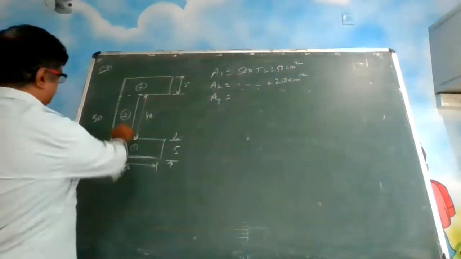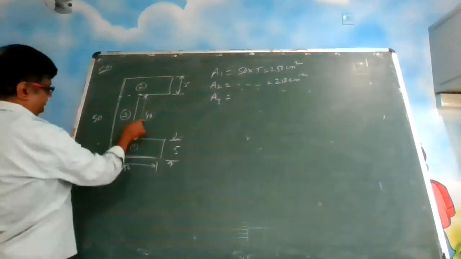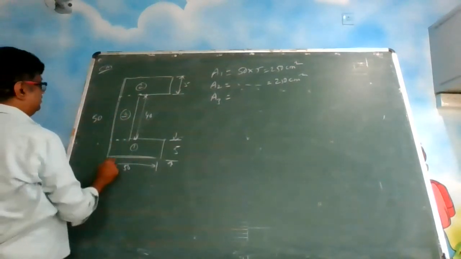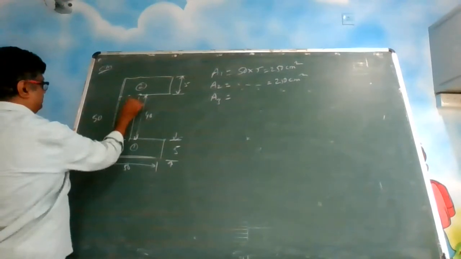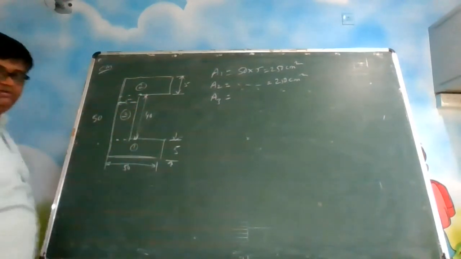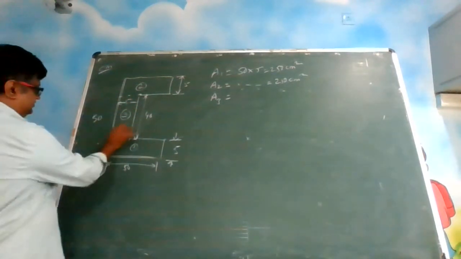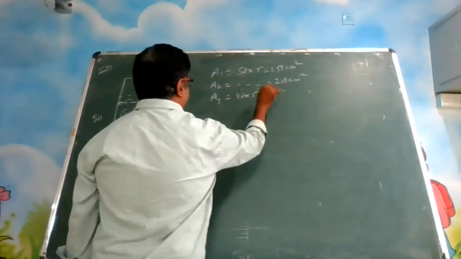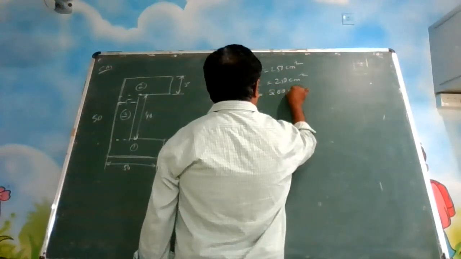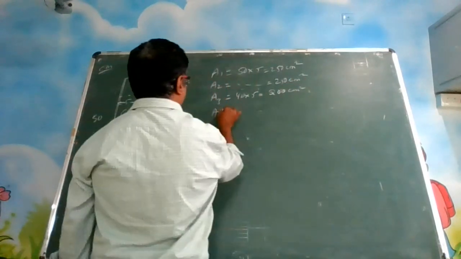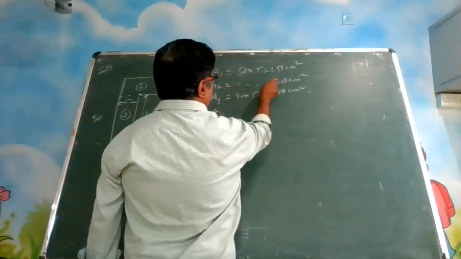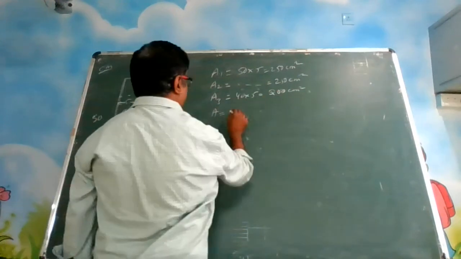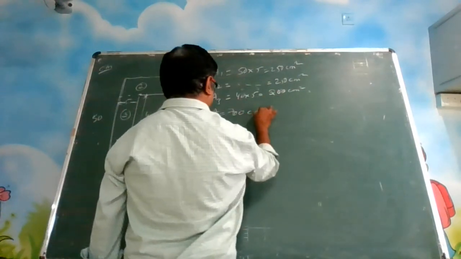Alright. Now A3. A3 is, this is 40. This is also, yeah, this is also 5. You take it as 5. Okay, 5 centimeters. This thickness is also 5 centimeters. What is A3? 40 into 5. It is 200 centimeters. तो टोटल एरिया कितना हो गया? तीनों का ऐड करो. 250, 250, 500, 500 plus 200, 700 centimeters.